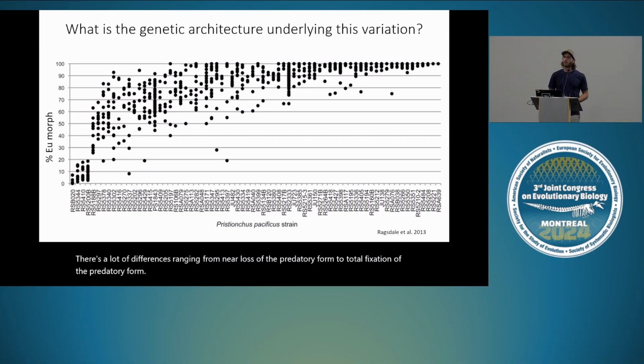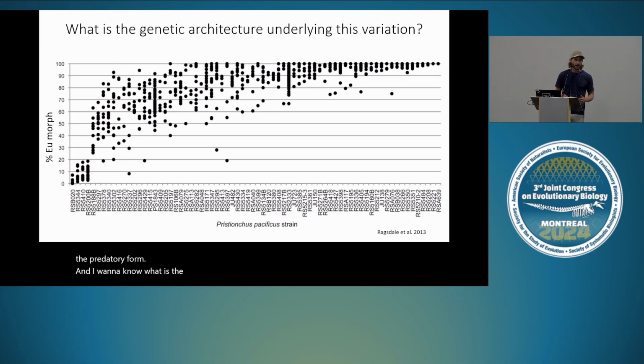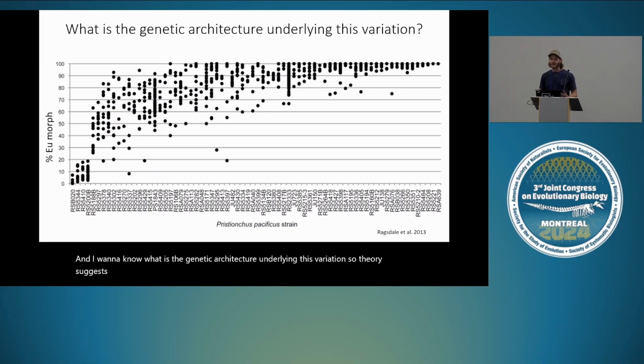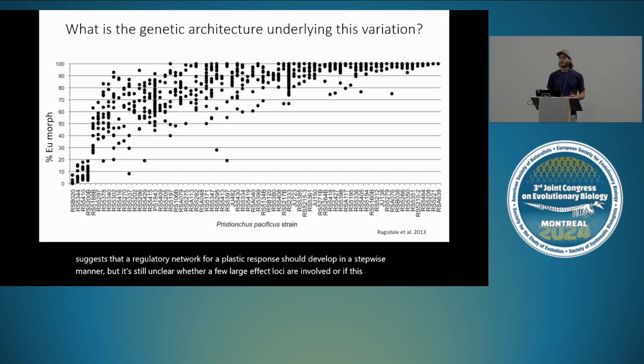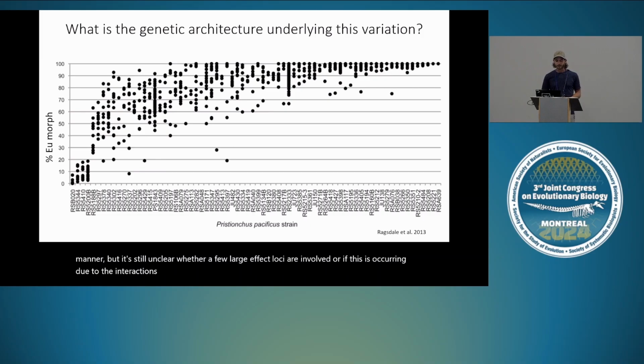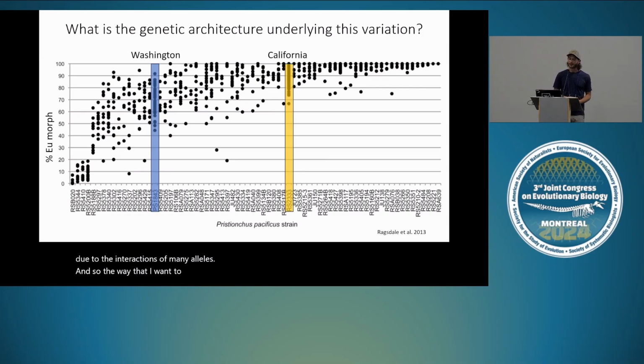I want to know what is the genetic architecture underlying this variation. Theory suggests that a regulatory network for a plastic response should develop in a stepwise manner. But it's still unclear whether a few large effect loci are involved or if this is occurring due to the interactions of many alleles. The way that I want to go about this is by using these two lines, Washington designated by blue and California designated by yellow.